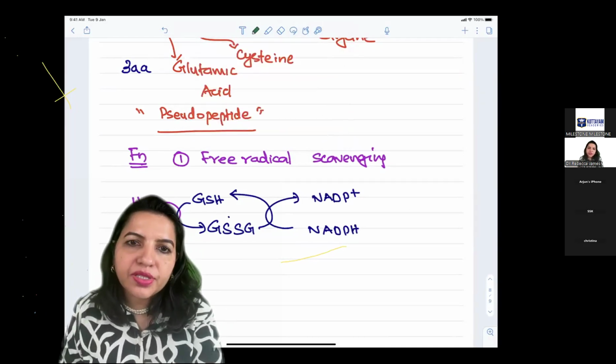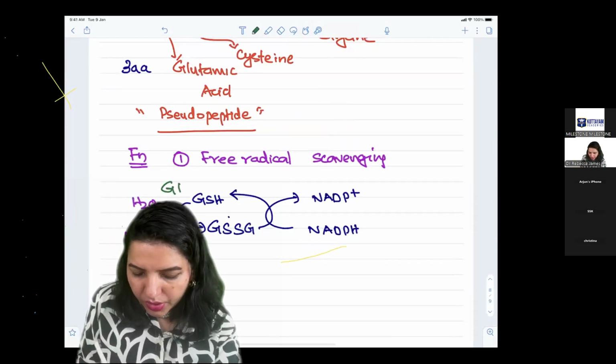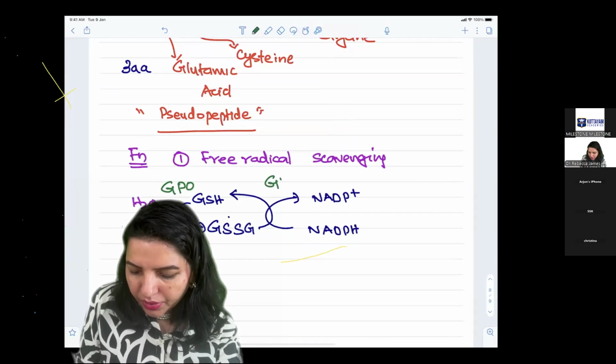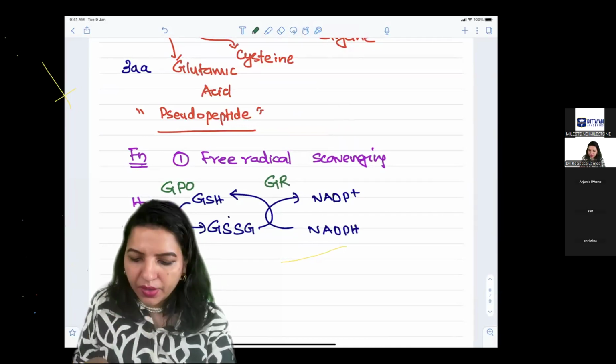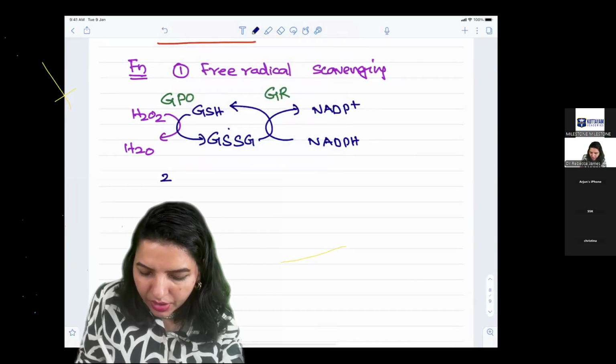Okay, which are the two enzymes here? Yes, peroxidase and glutathione reductase. Correct. Glutathione peroxidase and glutathione reductase. I'm not explaining this, okay? So that is free radical scavenging.